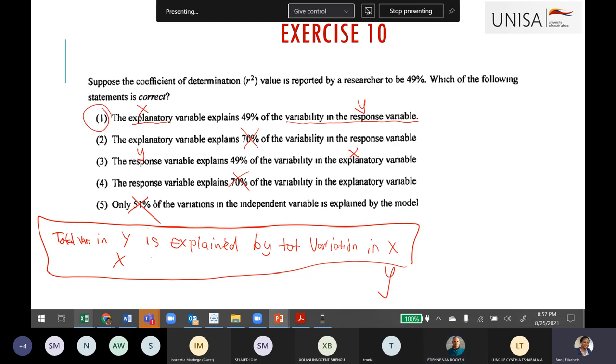So you need to be very, very careful when you look at this. Remember, your response variable is your outcome variable, the variable that you want to predict, or the variable that you want to look at, to explain. That's the variable you want to explain or predict.